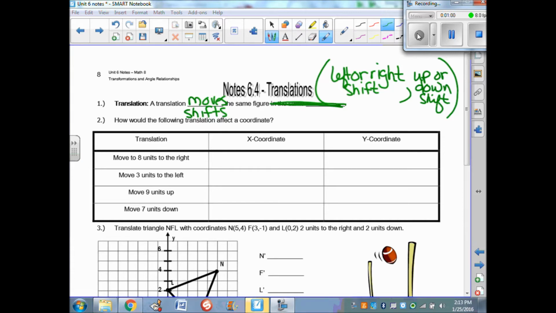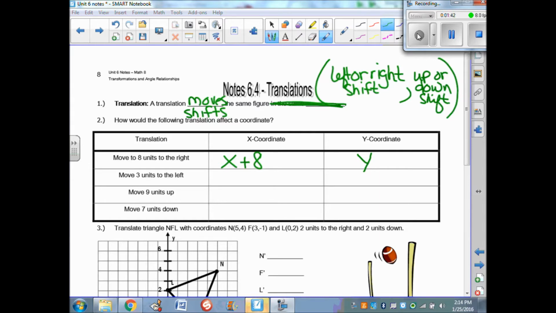So let's see what happens. If I have a translation that moves 8 units to the right, what happens to the X coordinate? If I move my X coordinate 8 units to the right, that means I'm going plus 8. Think of a number line. If I go to the right on the number line, I'm adding 8. So if my translation just says I'm moving 8 units to the right, then my Y coordinate stays the same because it didn't give me directions to do anything else.